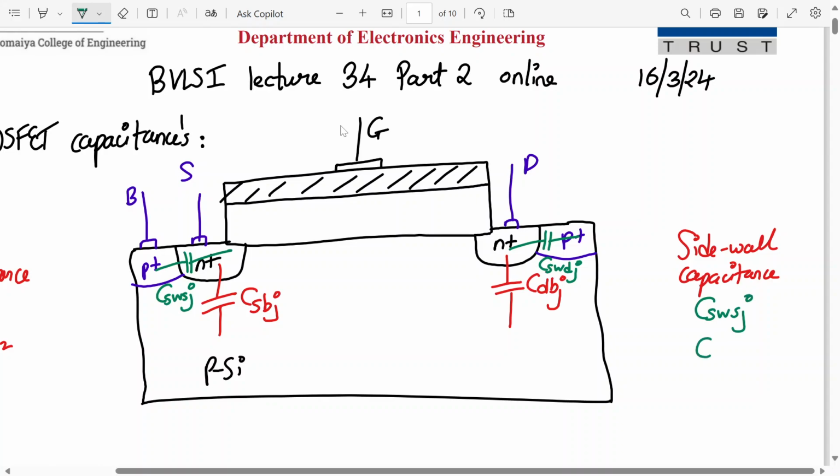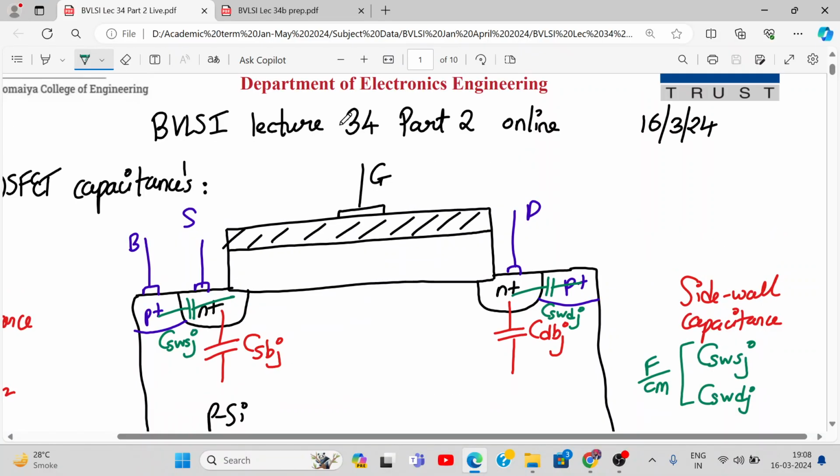So the sidewall capacitances are CSWSJ and CSWDJ. Now they are not area capacitances. When the time comes, I'll let you know why they are not area capacitances, and their unit will be farad per centimeter. Okay, all right. So now let us continue.